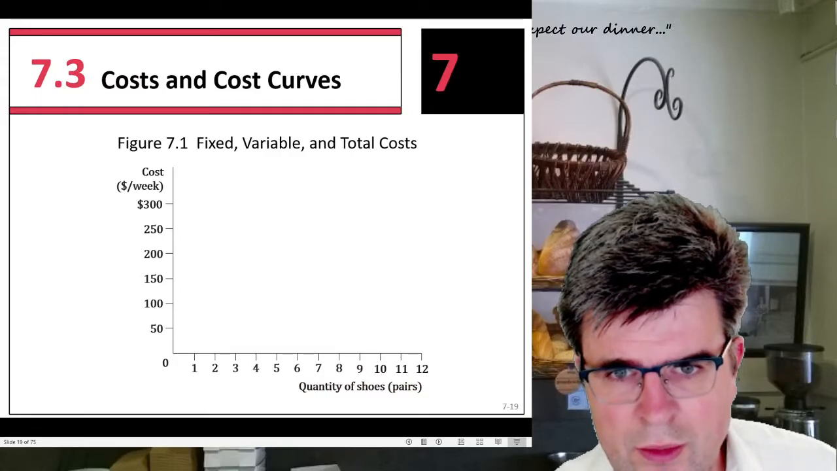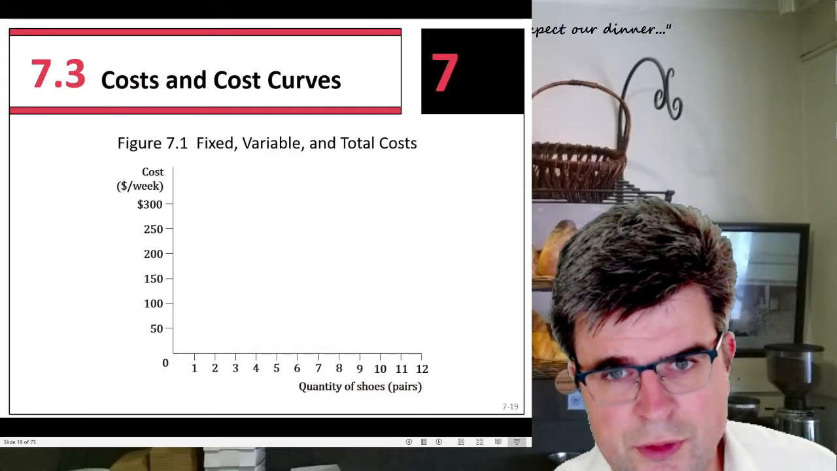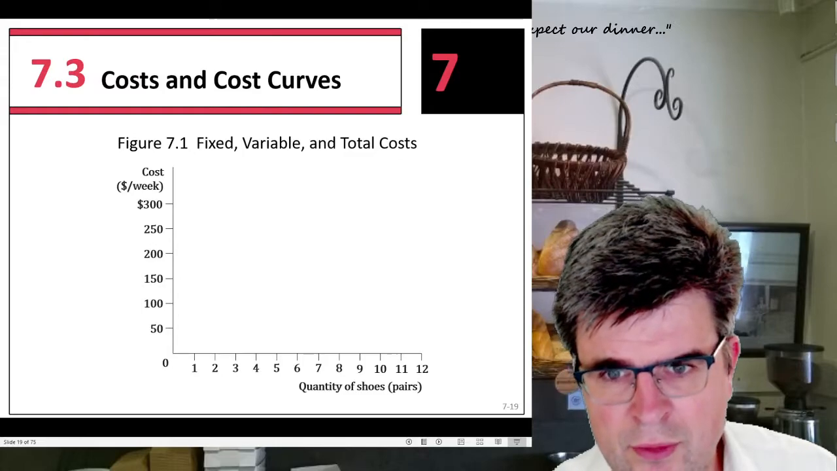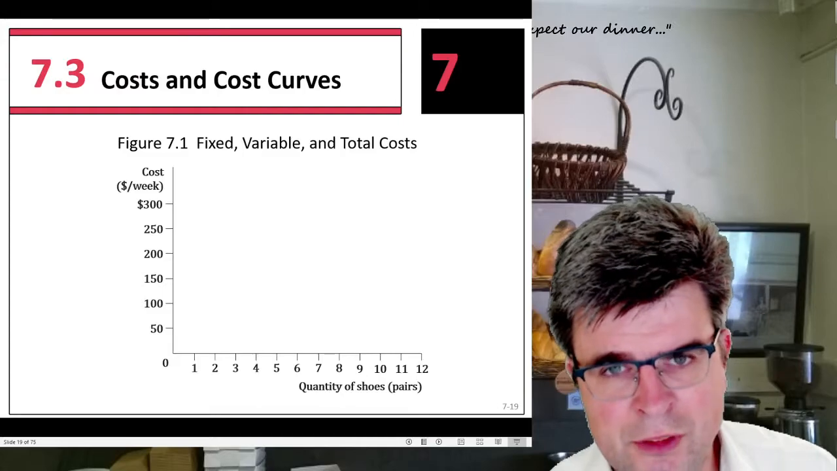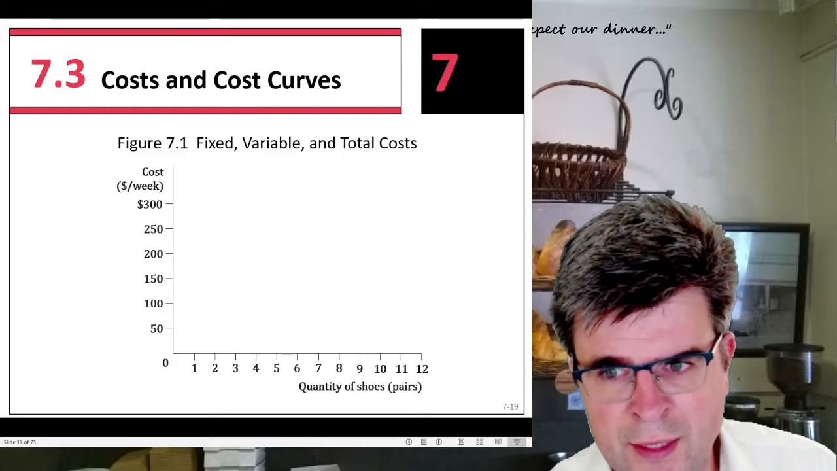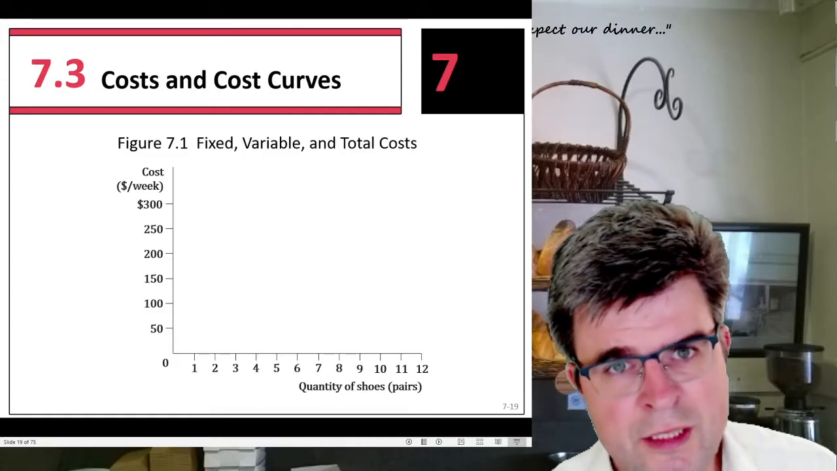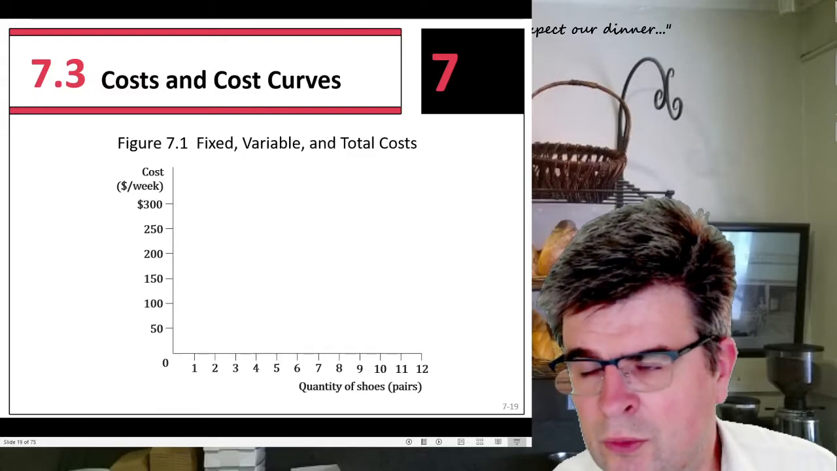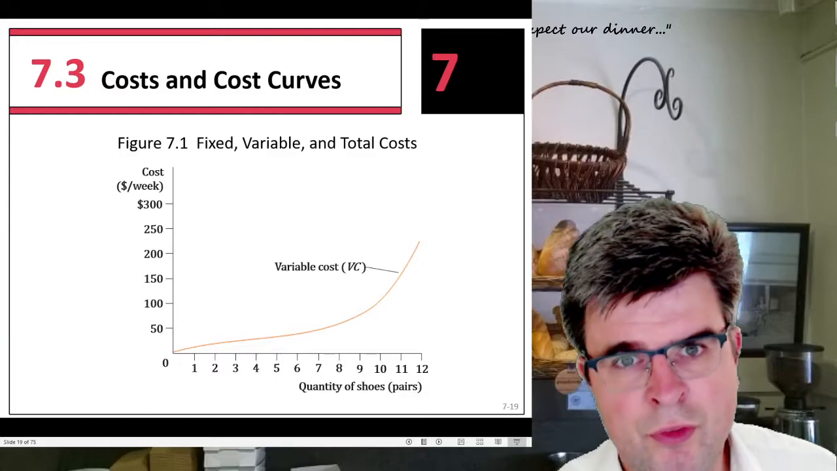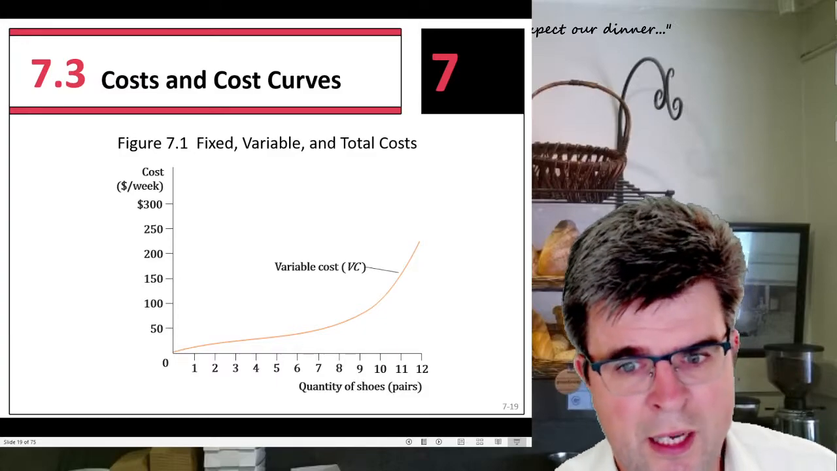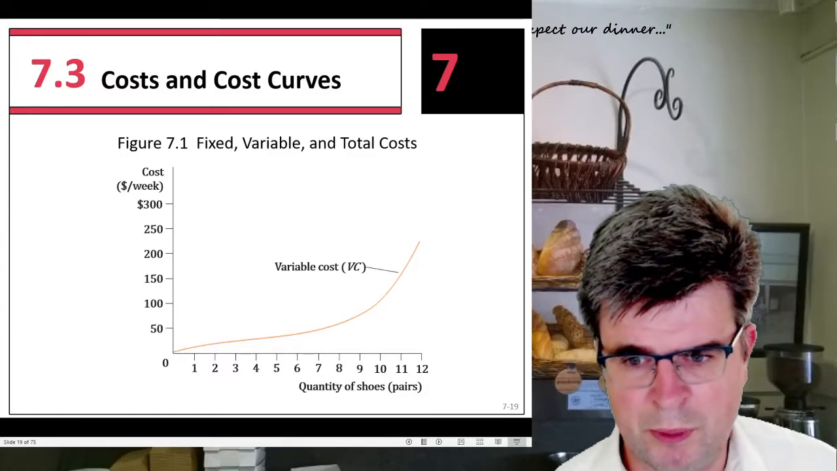So let's look at a firm that produces shoes and look at the fixed, variable, and total cost. And this is the graphical exposition. We will get to formulas next. The cost is on the y-axis in dollars per week. The variable cost may have the following shape. It may have many different shapes, but this would be one.